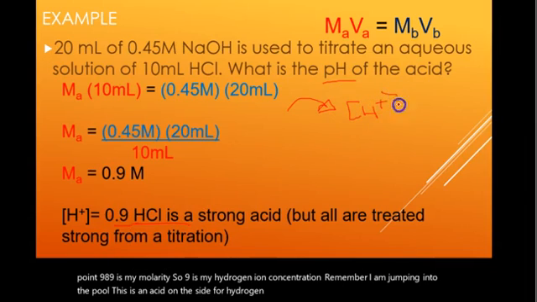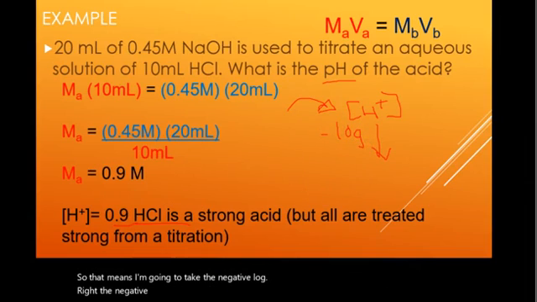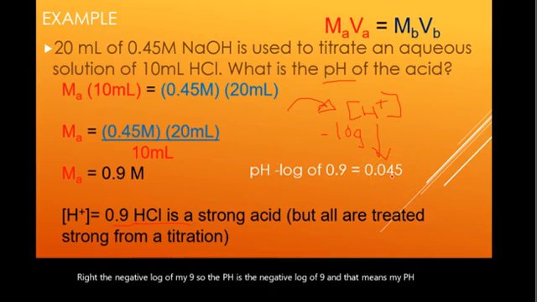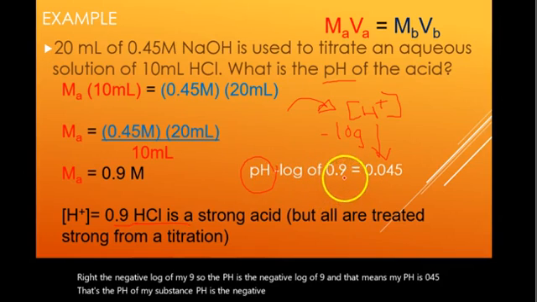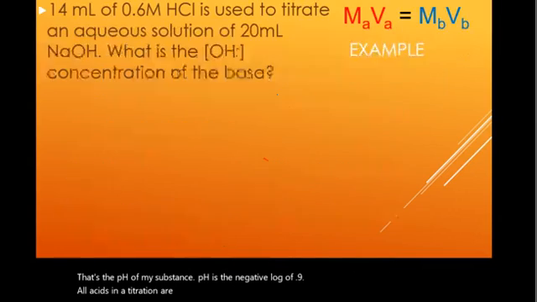All right, so then I have to go down. So that means I'm going to take the negative log, right? The negative log of my 0.9. So the pH is the negative log of 0.9. And that means my pH is 0.045. That's the pH of my substance. pH is the negative log of 0.9. All acids in a titration are treated as strong.